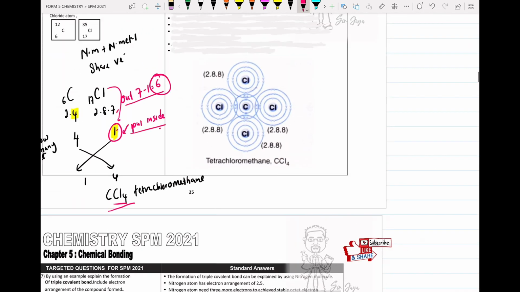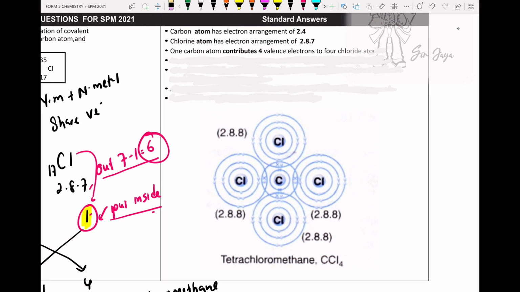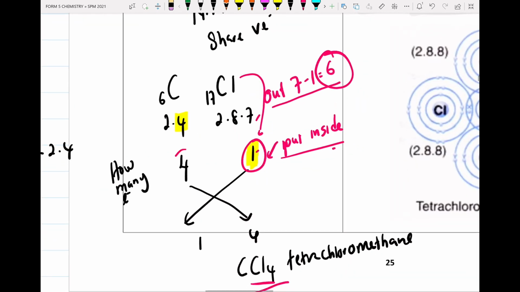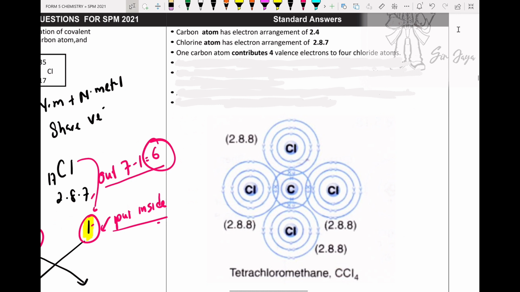Okay, how to answer in essay form? First point, carbon atom has electron arrangement of 2.4, and chlorine atom has electron arrangement of 2.8.7. So one carbon atom contributes how many electrons for sharing? It will contribute 4 valence electrons to 4 chlorine atoms, and each of the 4 chlorine atoms will contribute 1 valence electron to the carbon atom.